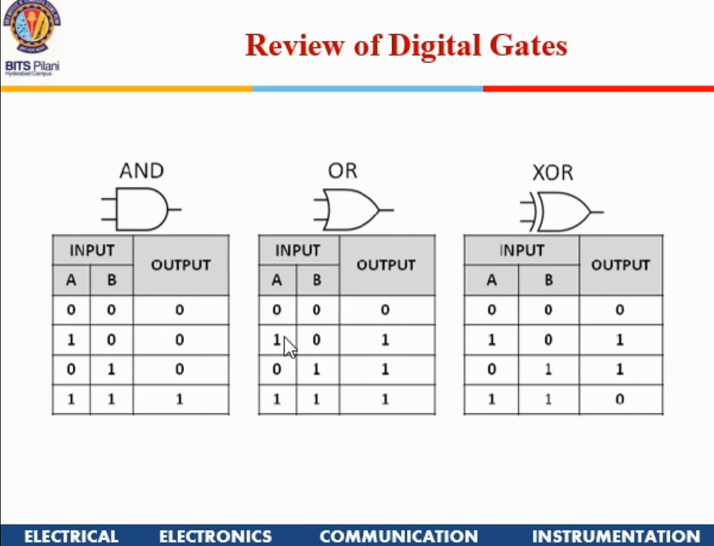An OR gate means either A or B. If any one of them, or even both of them, is 1, then you will get a 1 here. An XOR gate is a modification of the OR gate where only one of them should be 1, but when both of them are 1, the output will be 0. This gate is also important, and in CMOS technology it's very easy to implement an XOR gate, so that is why we need to study it.